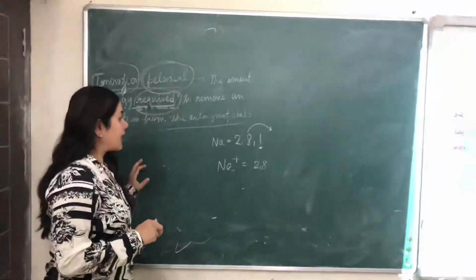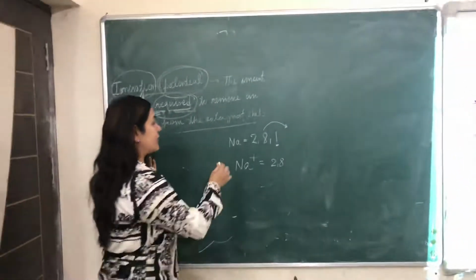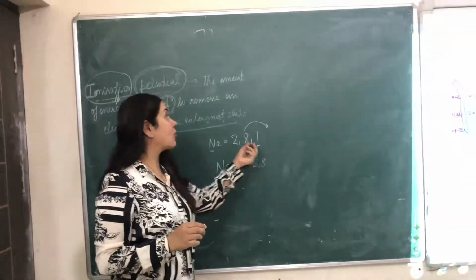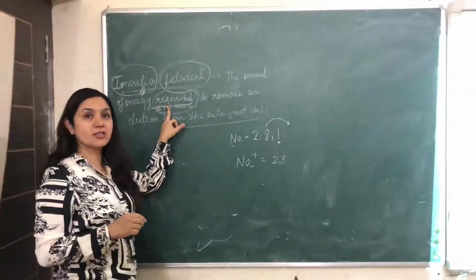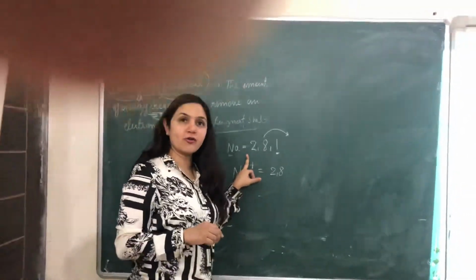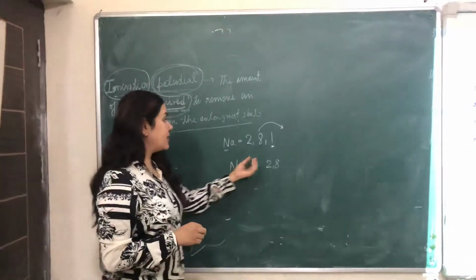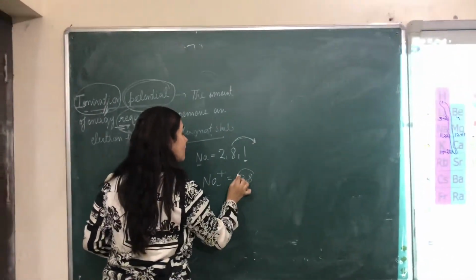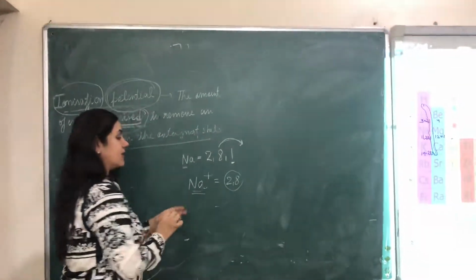In the last class, I explained that whenever any element or atom loses an electron, it always requires some energy. In this way, 2, 8, 1 is the electronic configuration of sodium. To complete its octet, when one electron is lost by it, it always requires some energy.